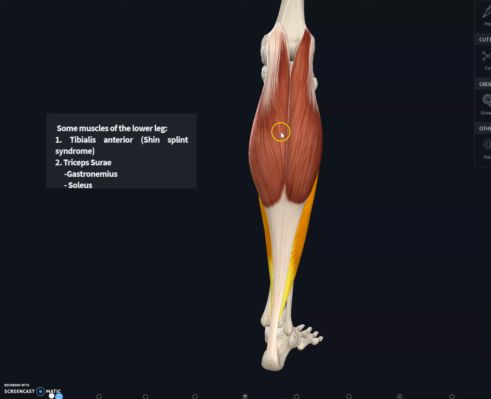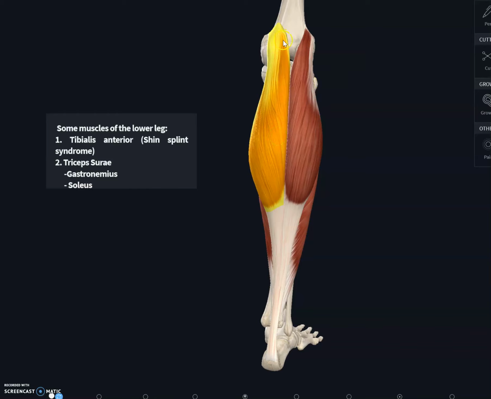Okay, so now let's look at the points of origin and insertion for gastrocnemius. One thing I forgot to mention is that the gastrocnemius and soleus muscles together are called the triceps surae muscles. Okay, so the gastrocnemius muscle has 2 points of origin. So gastro literally means belly, okay? So these have 2 points of attachment.